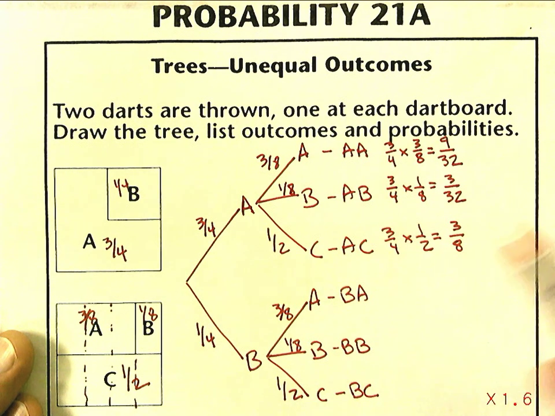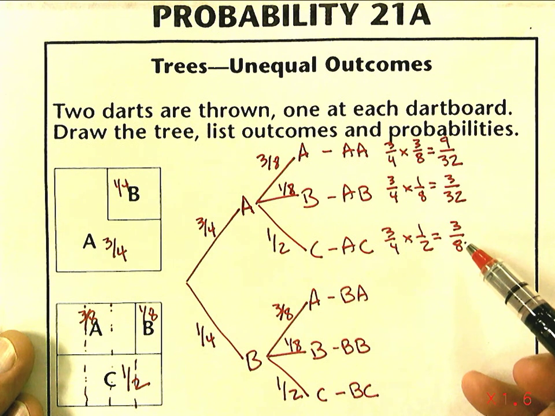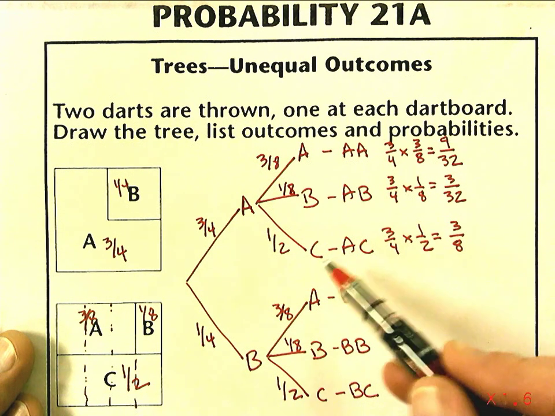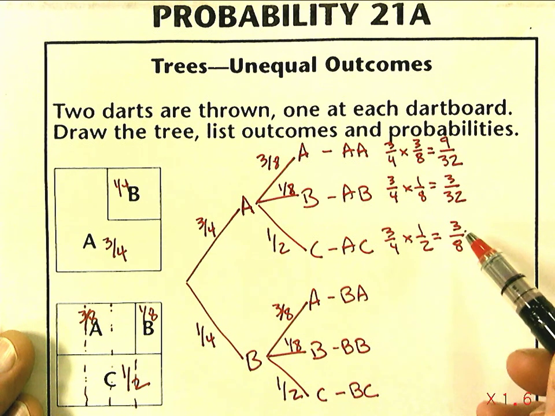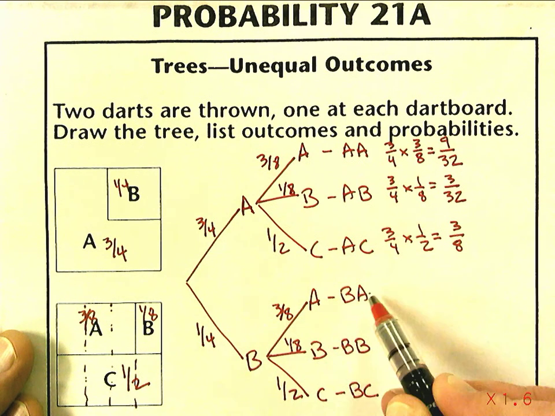And you can see that this one actually is the most likely in this case because of the C being the largest portion. So this fraction is the largest so far. If we go down to the lower section, we do the same thing. We're going to take the fractional parts and multiply them together for each section.